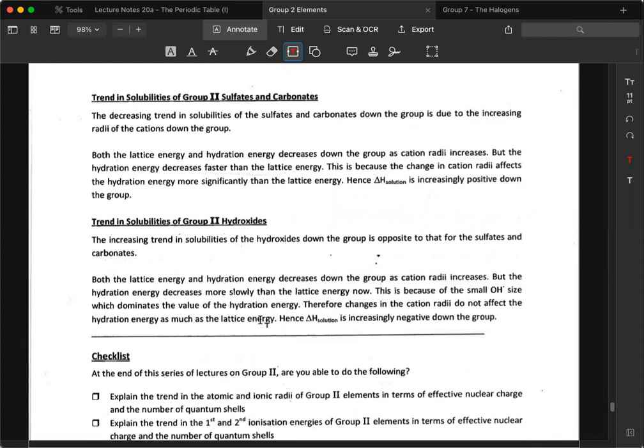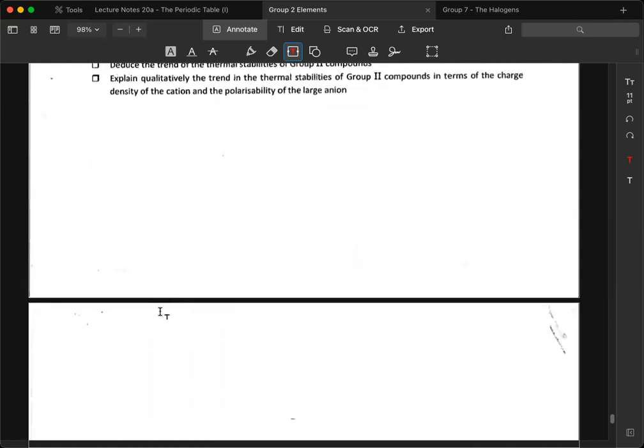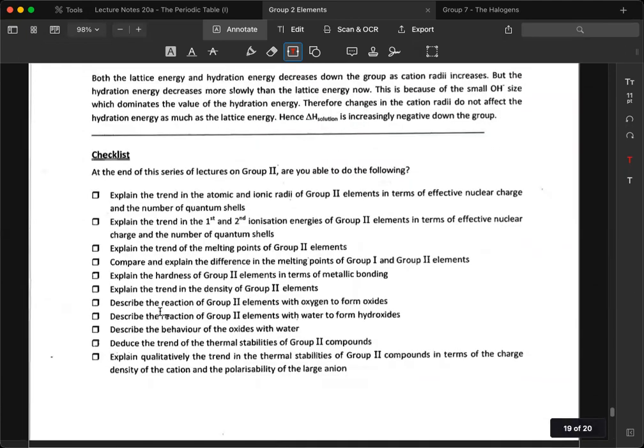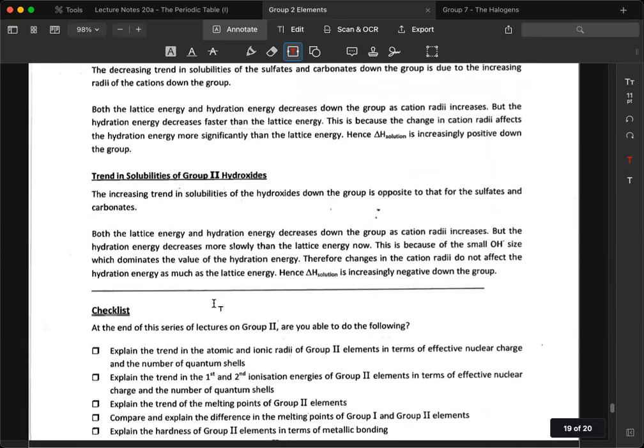So for the hydroxide, the changes in cation radii do not affect the hydration energy as much as the lattice energy, but the hydration energy decreases much more slowly. This is because the small OH minus size dominates the value of the hydration energy. Okay, therefore, changes in the cations, small OH minus dominates the value.